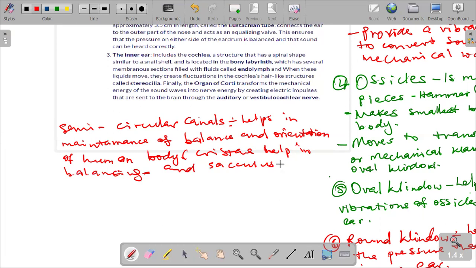It is the utricle and saccule, which we are saying also contain the maculae for balance.